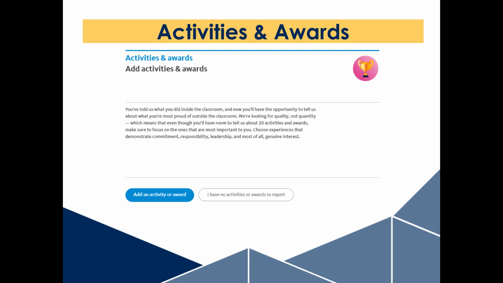We're looking for quality, not quantity, which is huge. It's not how many extracurricular activities and awards you've been involved in, but the quality of those activities and awards. Even though you'll have room to tell us about 20 activities and awards, make sure to focus on the ones that are most important to you. Choose experiences that demonstrate commitment, responsibility, leadership, and most of all, genuine interest. We'll talk a little more about what that means.